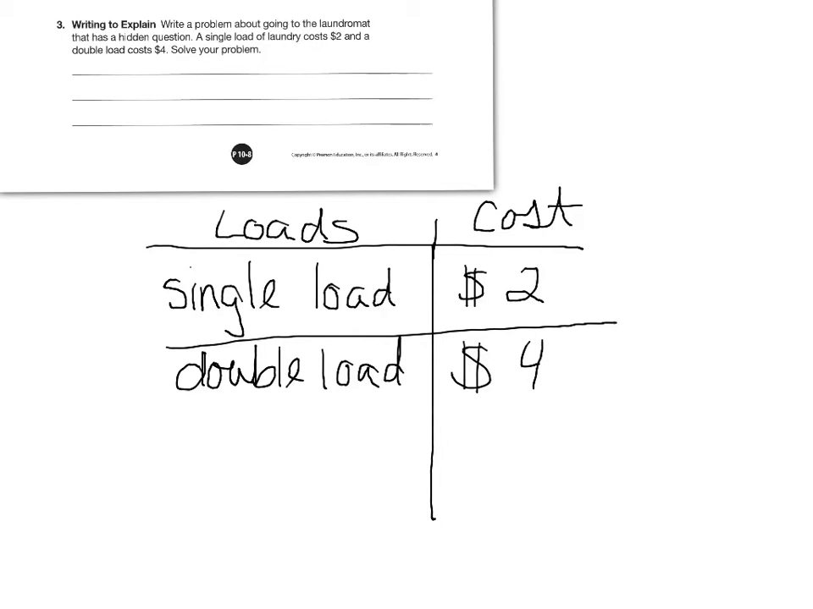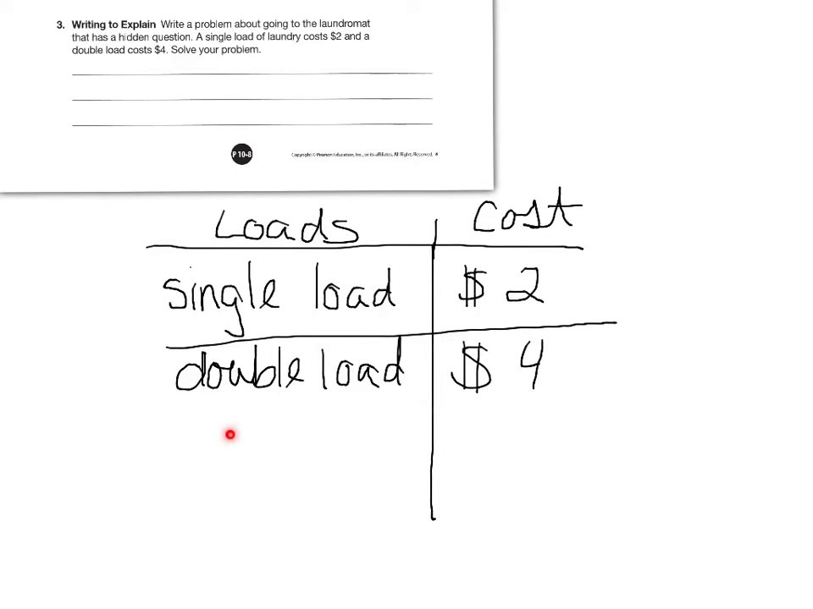So it means that it has more than one step to it. A single load of laundry costs $2 and a double load costs $4. Solve your problem. So we're going to look at the first part for now. We're going to write our own problem first. And you see that I still have to make a table, even though I don't actually have a problem yet, so that I can figure out what kind of question I can write.